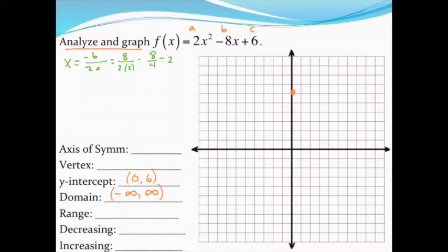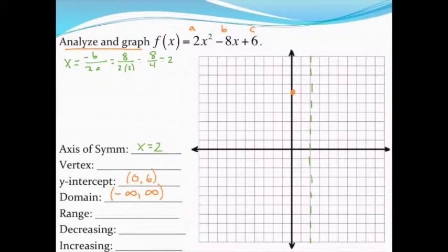So my axis of symmetry then is going to be x equals 2, and yes, I do want to make sure you have the x equals in there so I know you know it's a vertical line. Let's go ahead and draw that vertical line in. So somewhere along that axis of symmetry is where my vertex is going to exist. I don't have the y value though, but that's going to be the next thing that I figure out.